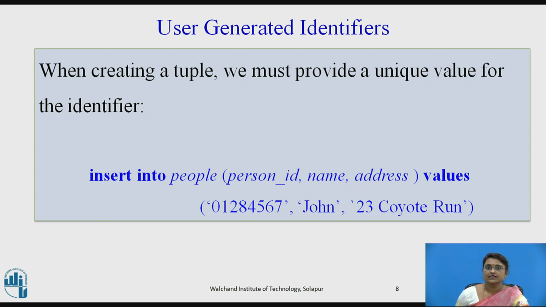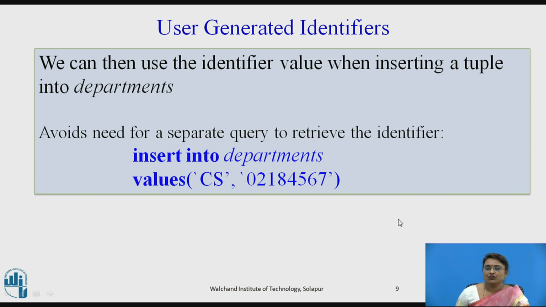Now see, we are inserting the value into that. How we are inserting? We are inserting the value as people. Person ID we have provided, name and address, the three things we want to provide. So person ID we have taken as the user generated thing. This is a person ID, the name of the person is John and address is provided here. So the same ID we can specify here. This is the user generated identifier which is specified by the user itself.